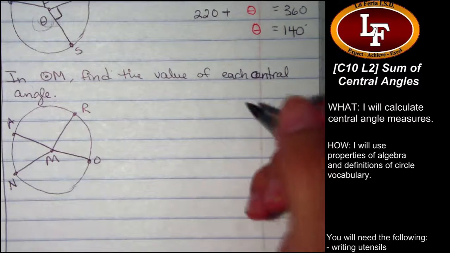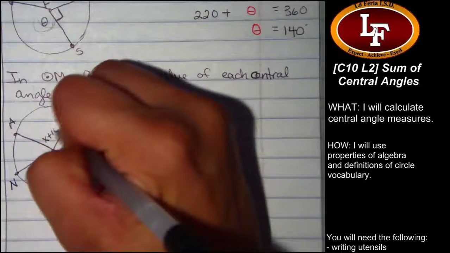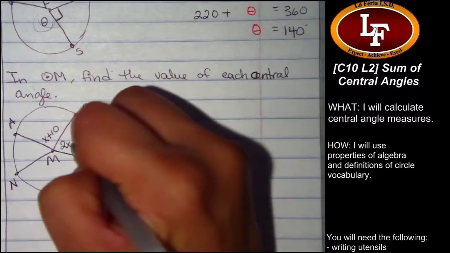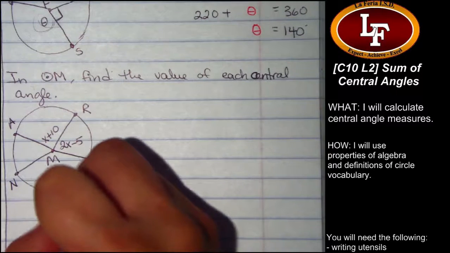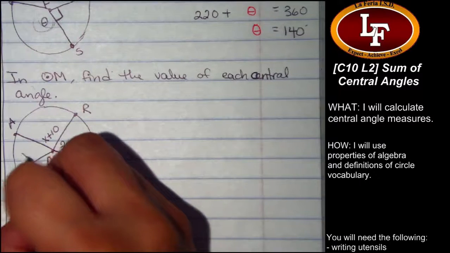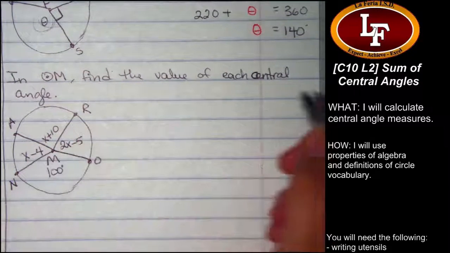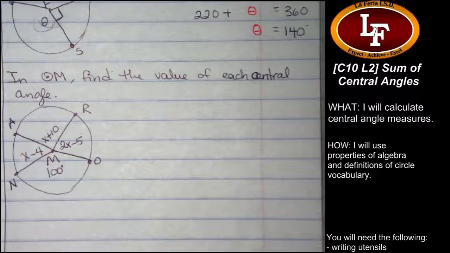All right, so we need to find the value of each central angle, which probably means that our angle measures are not going to be given values to us. Let's make this one given. Alrighty, so there we are. There is the measure of each of our central angles. We're going to use the sum of central angles.